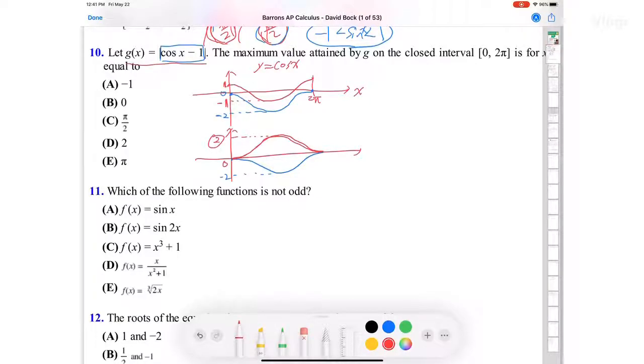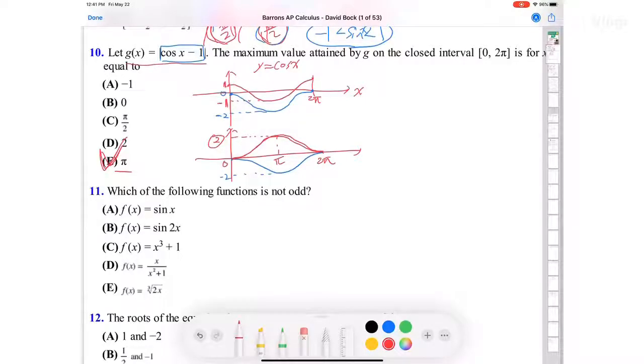Okay, when x equals pi, because the end point is 2 pi. So when x equals pi, the function g(x), absolute value of cosine x minus 1, has a maximum value of 2. So the answer is E. Pi is the answer.